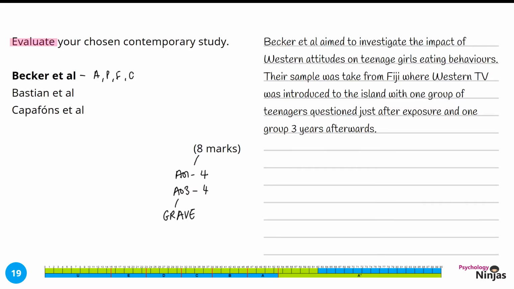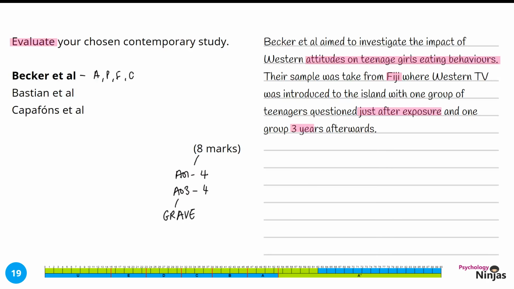We've clearly identified the aim of this study in terms of attitudes to eating behaviours and focusing on the role of TV. We've also talked about our sample here, that it's all teenage girls from Fiji and the 2 different groups, one just after TV was introduced and the other one a number of years later.